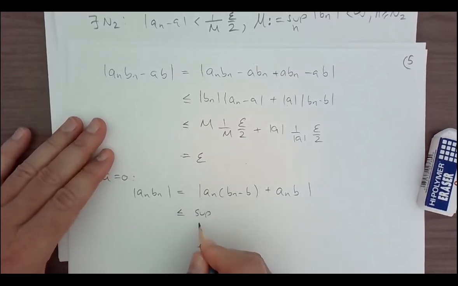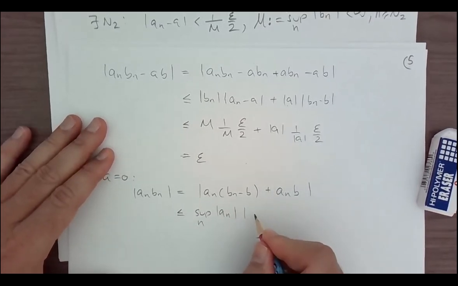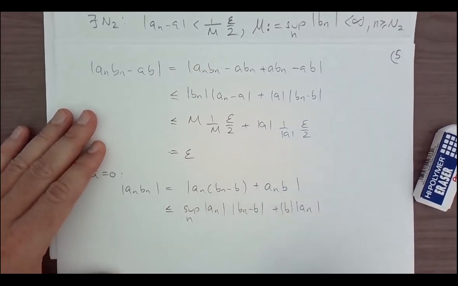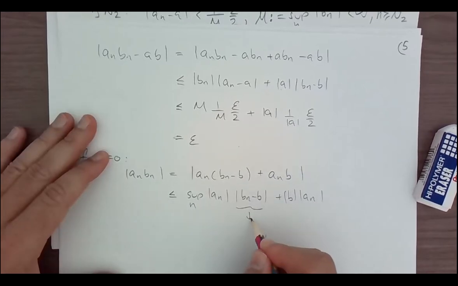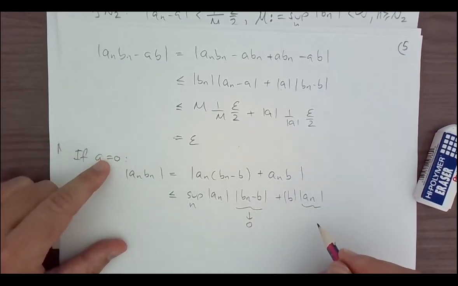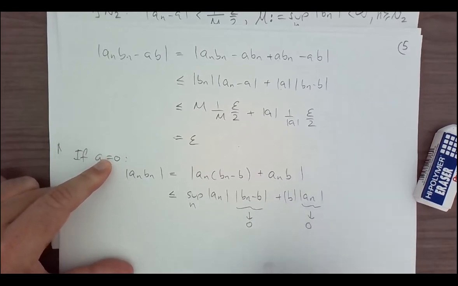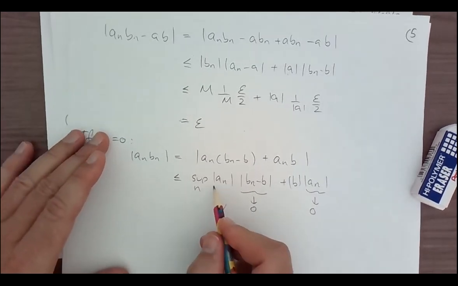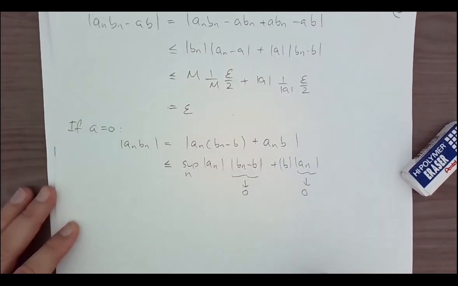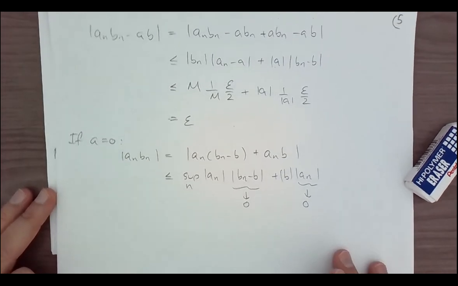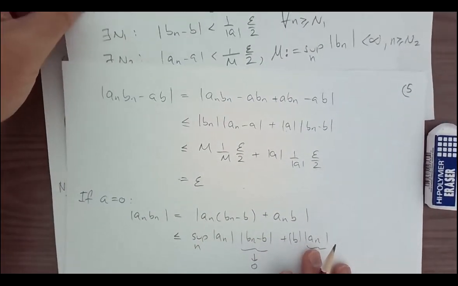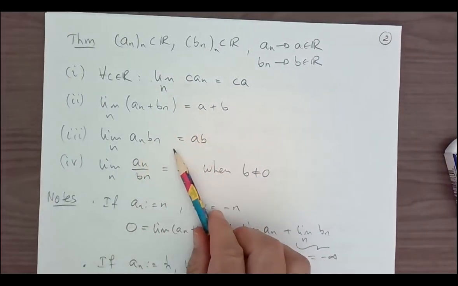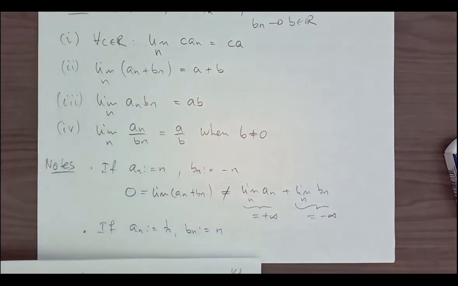This here is less than the supremum over An times Bn minus B. And the other term would be B times An. But I know that this term here goes to 0. And I know that this term here, because A is equal to 0, so An converges to 0. So this difference here goes to 0. This one here is finite because An converges to 0. So this was just that little detail here in the end. But what it shows is that products also converge. Any questions so far?